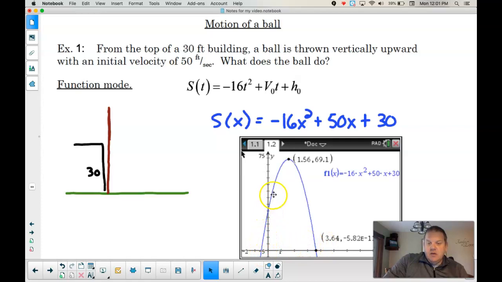And so this is where we launch the ball. The ball goes up to a maximum height of 69.1. We can find that by finding the maximum of our parabola, analyzing the graph, etc. And then it comes back down and will land on the ground 3.64 seconds later, 30 feet below where we launched it. Okay? So that's the function mode of that.